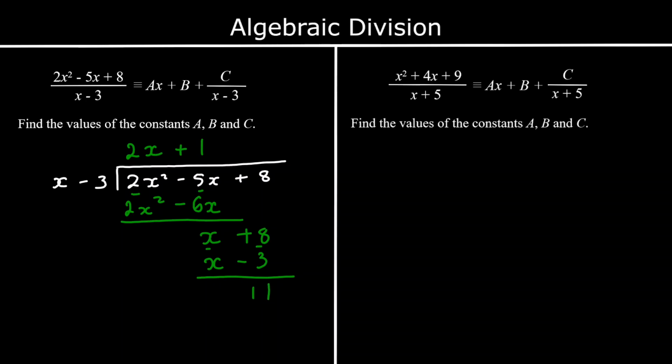So when we had 9/2, 2 went into 9 4 times. So the result from the division was the outside bit. The remainder is 1 and the denominator stays the same. So exactly the same for our algebraic one. We have 2x plus 1 on the outside. The remainder is 11 and the denominator stays the same.